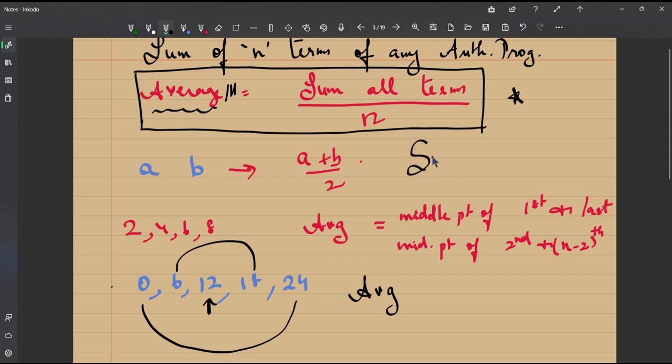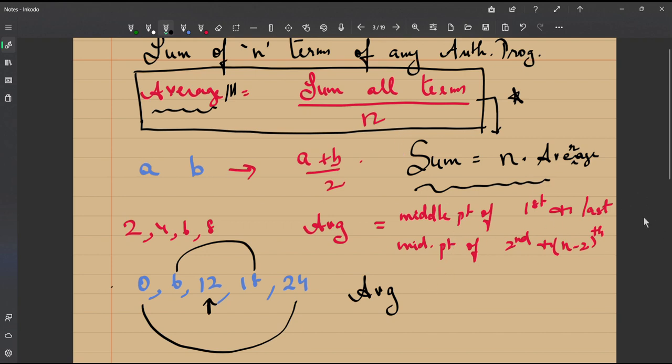You can just say sum is equal to n into average, where n represents the number of terms. My average spelling is wrong. Sum is equal to n multiplied by average. This is a deduction from what we saw before. Right? So far it's okay, isn't it?